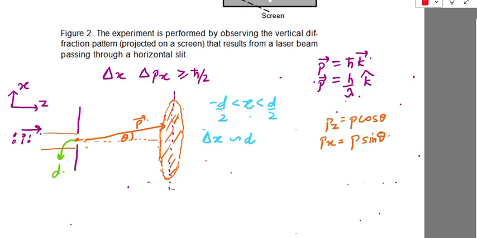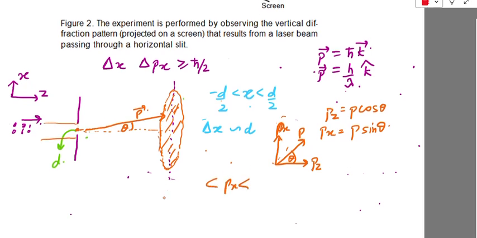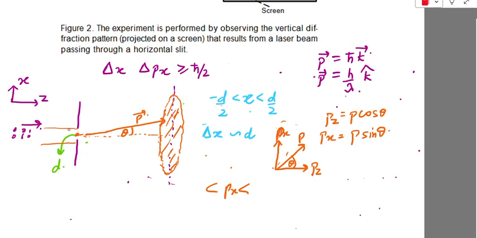So you can think of it as pz here and px here, and this is my p vector. We are interested in the x component, which will definitely be px equal to p sin theta. And we are interested in the maximum and minimum values of this x component. So what would be the maximum and minimum values? It's not hard to imagine.